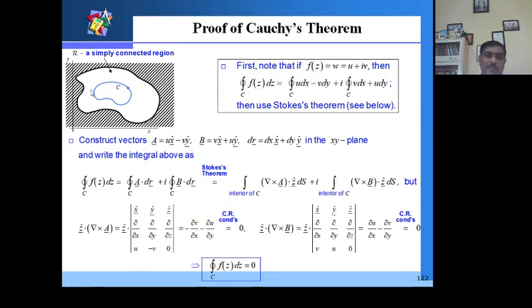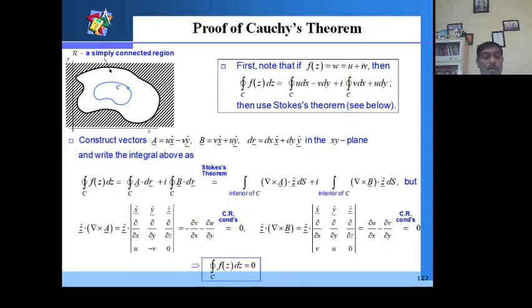First, we can draw a diagram of a simply connected region. Note that f = u plus iv, then the integral over c of f(z) dz equals the integral over c of (u dx minus v dy) plus i times the integral over c of (v dx plus u dy). This can be solved by two theorems, Green's theorem and Stokes' theorem. Green's theorem says that a line integral of f and g along a path can also be written as a double integral. That is one form. Another one we can use is Stokes' theorem.